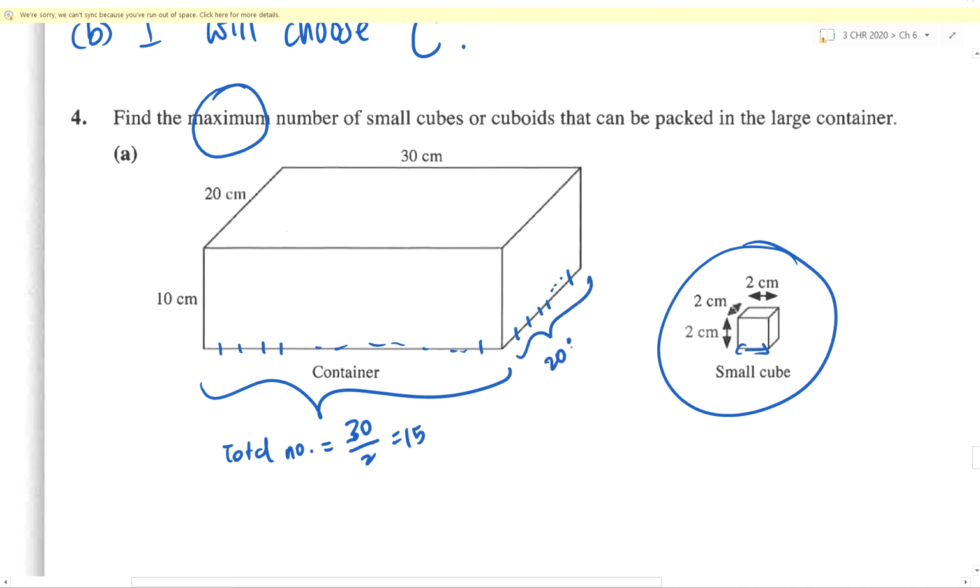Okay, 20 divided by 2, we get 10. That's the number of dice or cubes. But there's one last dimension, right? We can also go upwards. We can stack them upwards. How many would there be? We stack them this way. Each dice, each cube being 2 centimeters. If the total height is 10 centimeters, we can put 10 over 2. We have 5 of them.